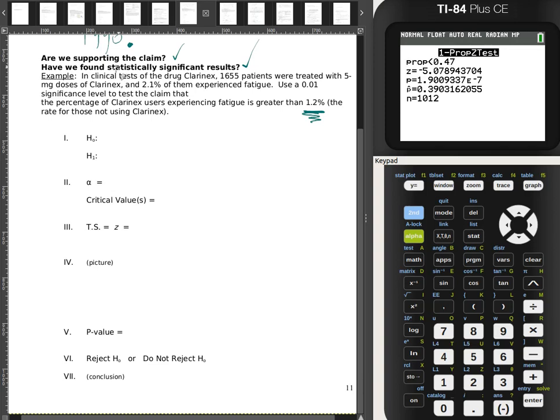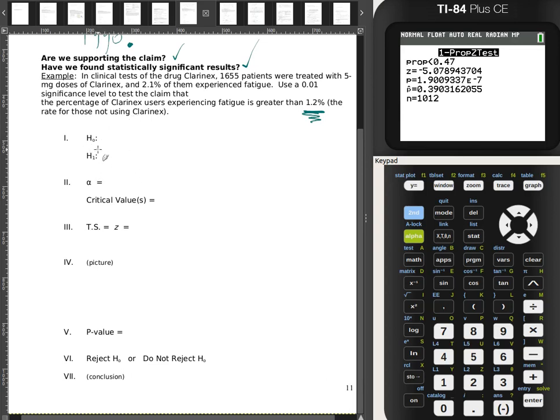It says use a 0.01 significance level to test the claim that the percentage of Clarinex users experiencing fatigue is greater than 1.2%, which was the rate for those not using Clarinex. So whoever was on the placebo was feeling fatigue at a rate of 1.2%. This would be the structure of a clinical trial where they're trying to figure out whether you could say that one of the potential side effects is fatigue. You need to find a significant difference between the people using it versus the people not using it, because some people are just going to be fatigued anyway, or else there's the placebo effect and all of these kinds of things.